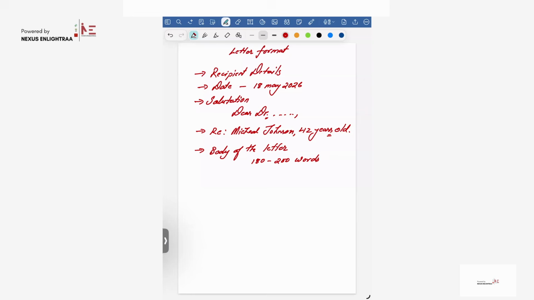Then comes your closing. Now, you end with Yours sincerely, and then below that, you write your job title. And why do we use Yours sincerely? That is because in this scenario, we know who we are writing to. We know the person who we are writing to. So we write Yours sincerely. And then below that, you do not write your personal name.